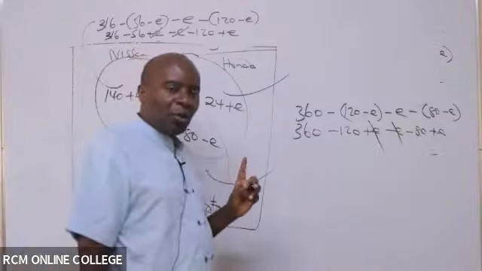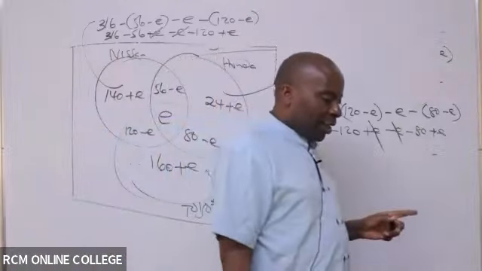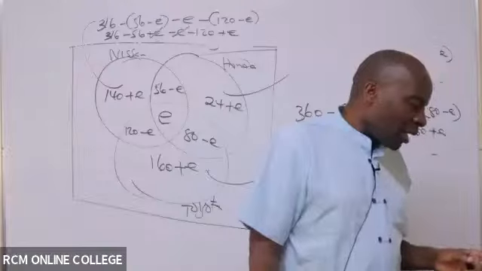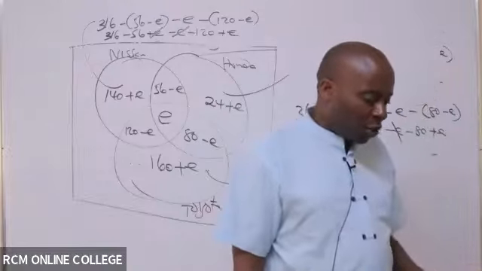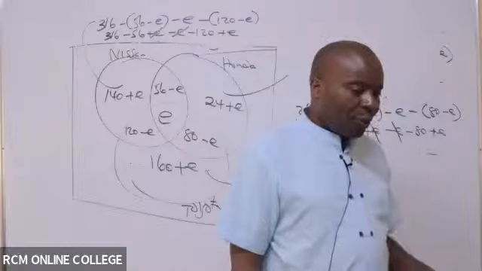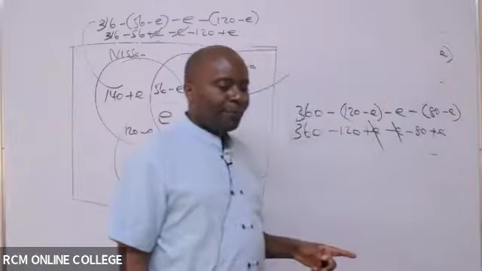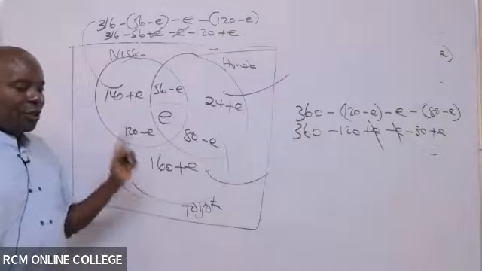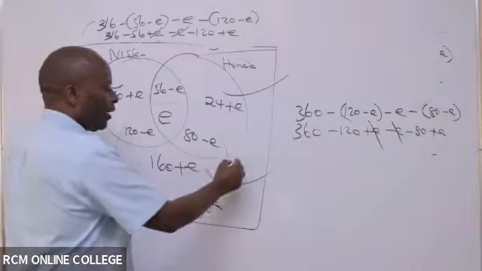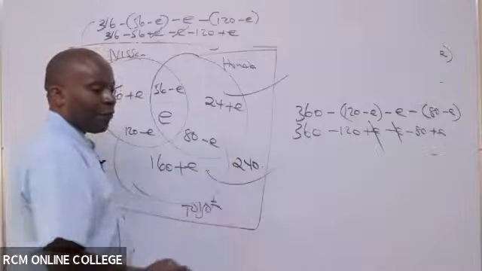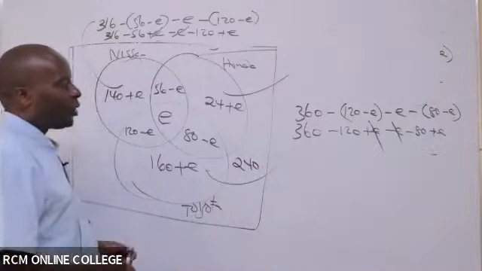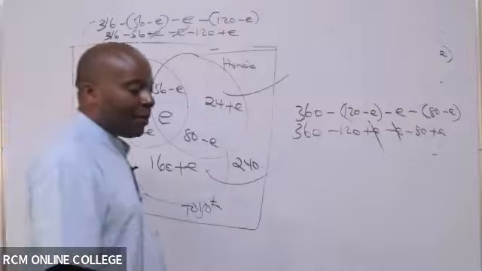And we are told 240 residents did not own any of the 3 brands of vehicles. So you're able to see where I'm going to take that 240? 240 people do not own any. So it means that outside here we have 240. Like H is 240. Once you write like that, you'll come and do the last thing.